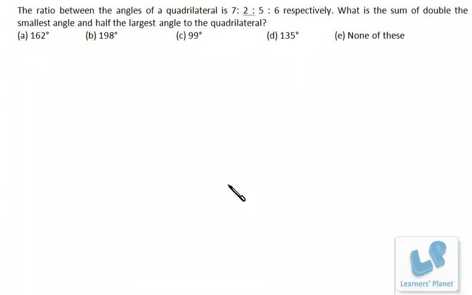Now we have a very simple problem over here. The ratio between the angles of this quadrilateral is given. What is the sum of double the smallest angle and half the largest angle? Double the smallest angle, that is 2 into 2 parts, plus half the largest angle, that is 7 by 2 parts. We have to find that out. In all, the sum is 180.